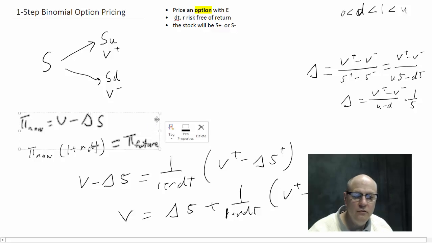And I need some room, so the expected value of the stock is going to equal the probability that it goes up times its value if it goes up, plus the probability that it goes down times the value if it goes down. That should be the expected value of what the stock is. Well, what should that be?